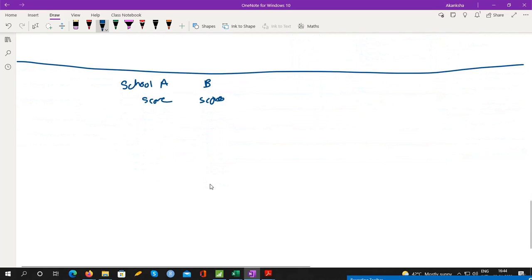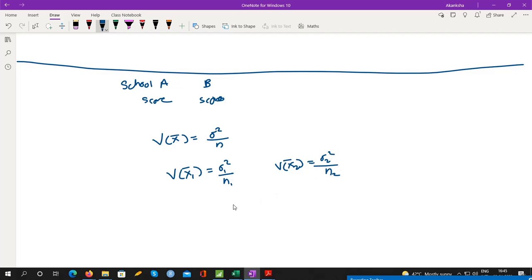So the theory remains more or less the same. We will again use the fact that the variance of x bar is sigma square by n. So the variance of x1 bar will be sigma 1 square by n1, the variance of x2 bar will be sigma 2 square by n2, and we will again assume that the two samples and the two populations from which the samples come are independent.